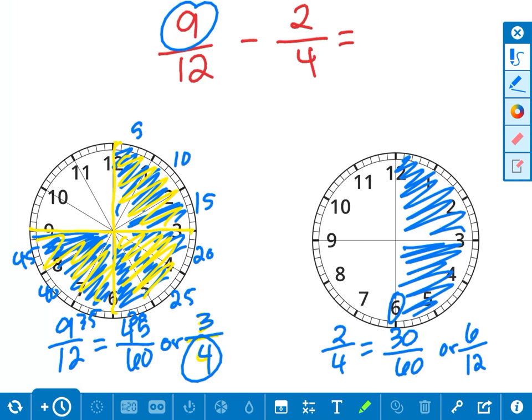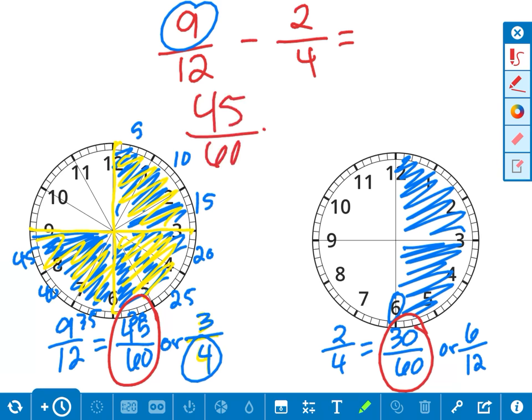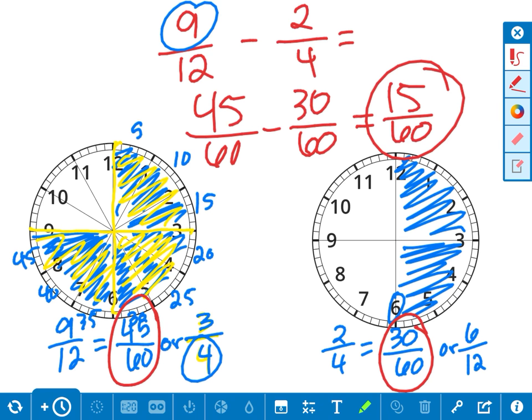So let's start with working with our minutes. If I want to use the minutes, I'm going to do that in red. So if I want to do this by minutes, I want to circle my denominators with 60. So I've got the same denominator, so now I can do 45 minutes out of 60 minus 30 out of 60. And I'm going to get 15 minutes out of 60.